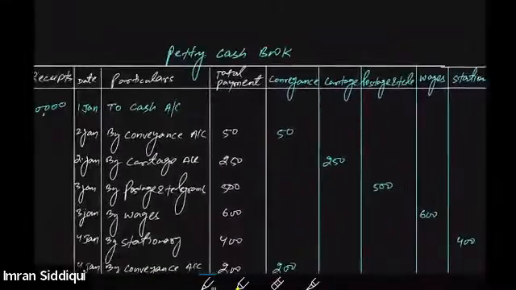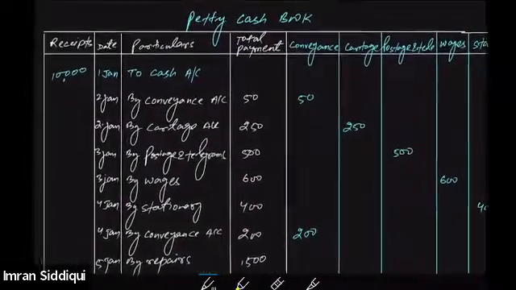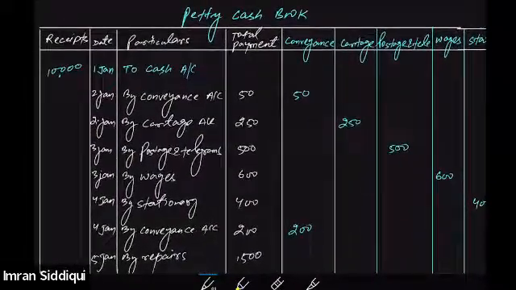I hope everybody understood this question. This is a lengthy question. This usually takes around 15 minutes in the exam. So you will have to practice enough questions based on the petty cash book, so as to prepare it within 10-15 minutes. Otherwise, it will take a lot of time.